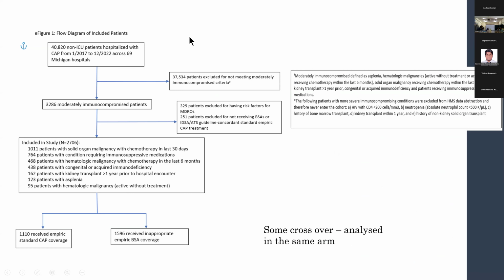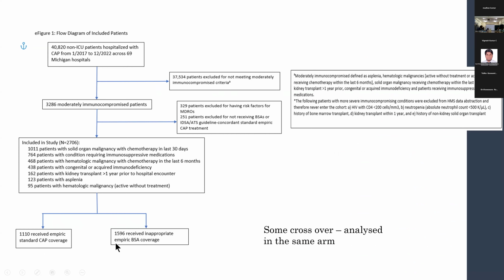This is a flow chart which was given in the supplementary material. These are the patients they had screened, patients who met the exclusion criteria, and this was the exclusion criteria. These were the patients who met the inclusion criteria. These were the patients who were assigned for study. And these are the patients who went to the standard arm. And these are the 1,596 patients who went to the broad spectrum arm. So this is the CONSORT figure.